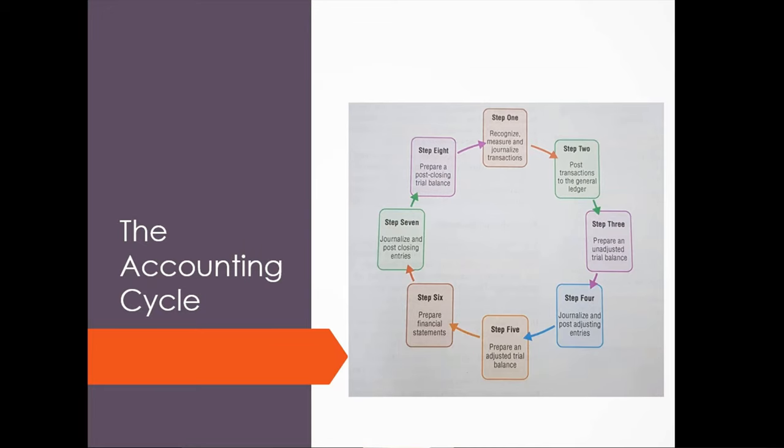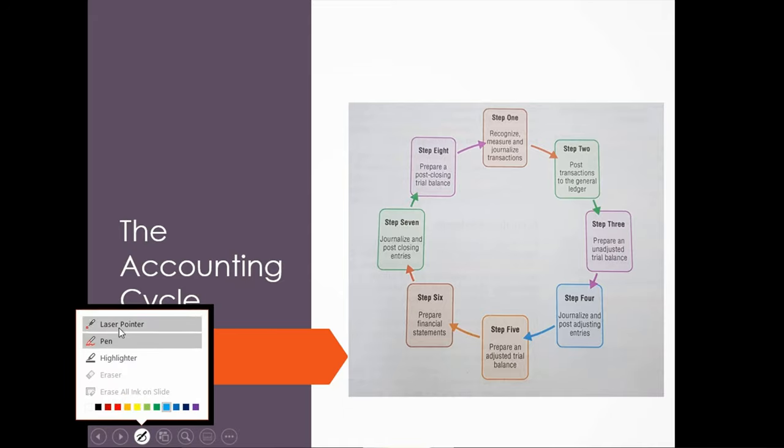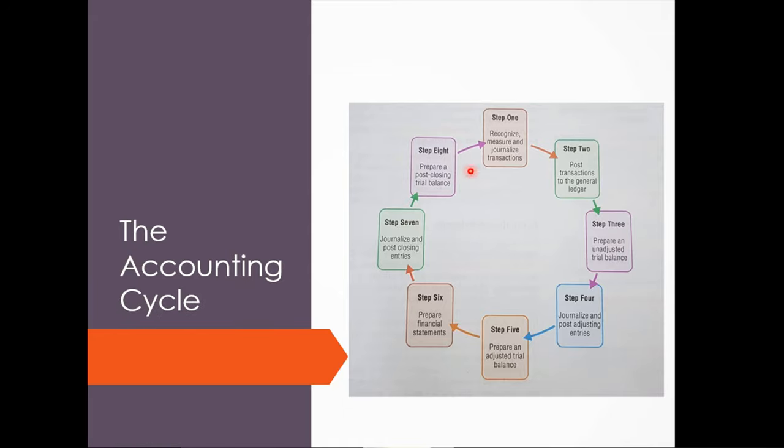Let's continue. We talk about the accounting cycle. Our accounting transactions will go in a cycle, which is a process of steps to be recorded. We start with the first step, which is recognizing, measuring, and journalizing the transaction. This is the first step, because normally to record a transaction, we will have a document, either a receipt of payment or whatever type of document we have for a transaction, to record that transaction.